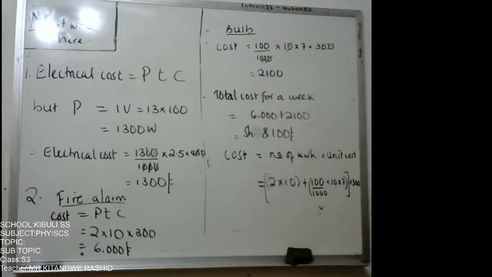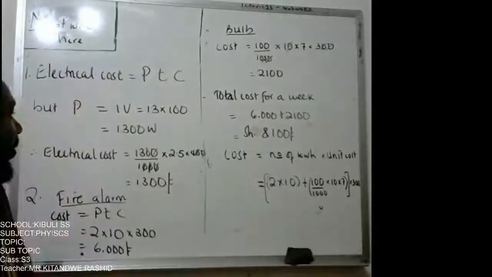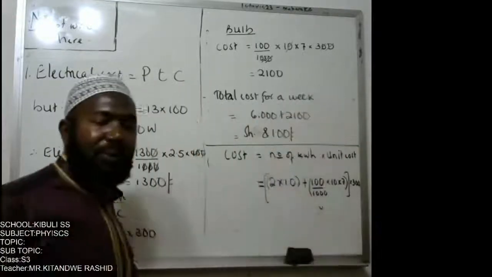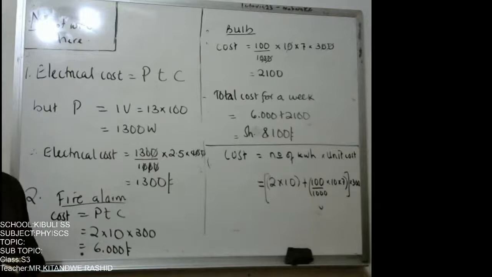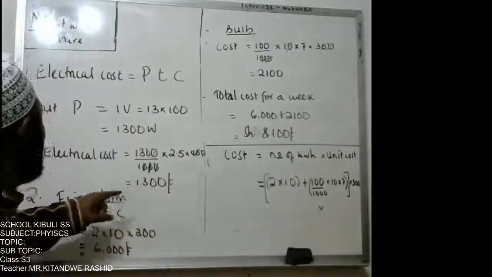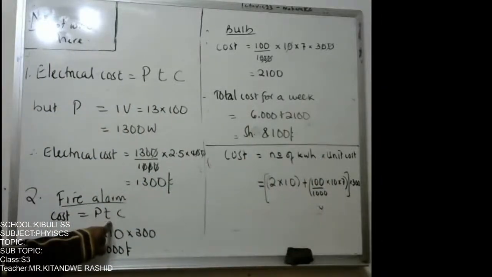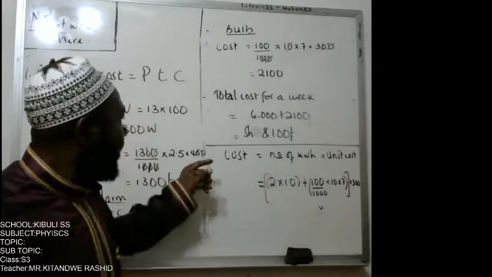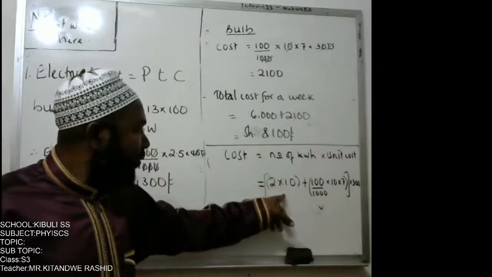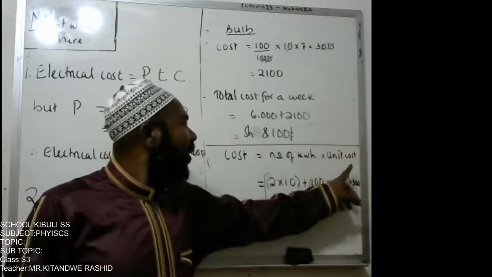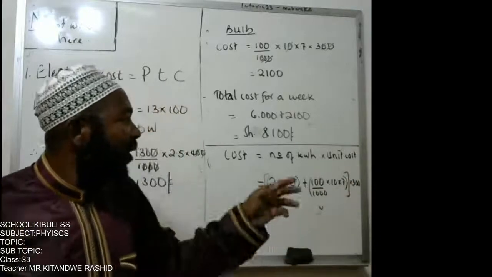I don't know whether I understand what I'm doing. In fact, if you don't want, I'm using another shorter means for people who don't want to spend a lot of time. Are you getting me? Instead, the cost is equal to number of kilowatts, because number of kilowatts is the same as PT. So someone gets number of kilowatts for the bulb, for the fire alarm, plus number of kilowatts for the other, and multiplies all of them times time, times the cost for each unit.